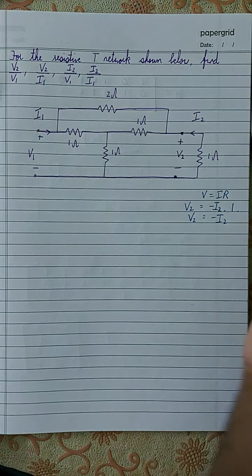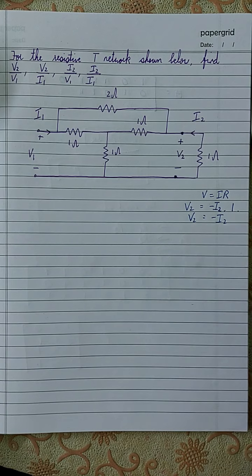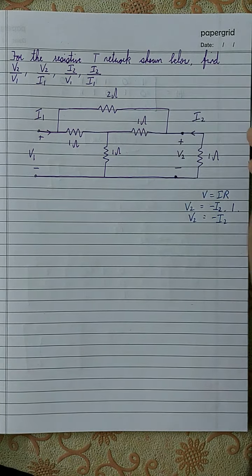No, they did not ask for V2 by. If they had asked, then this answer would have been very easy, right? Immediately I have already found out that V2 by I2 is equal to minus 1. They have not answered the question. So now let's find the remaining parameters.